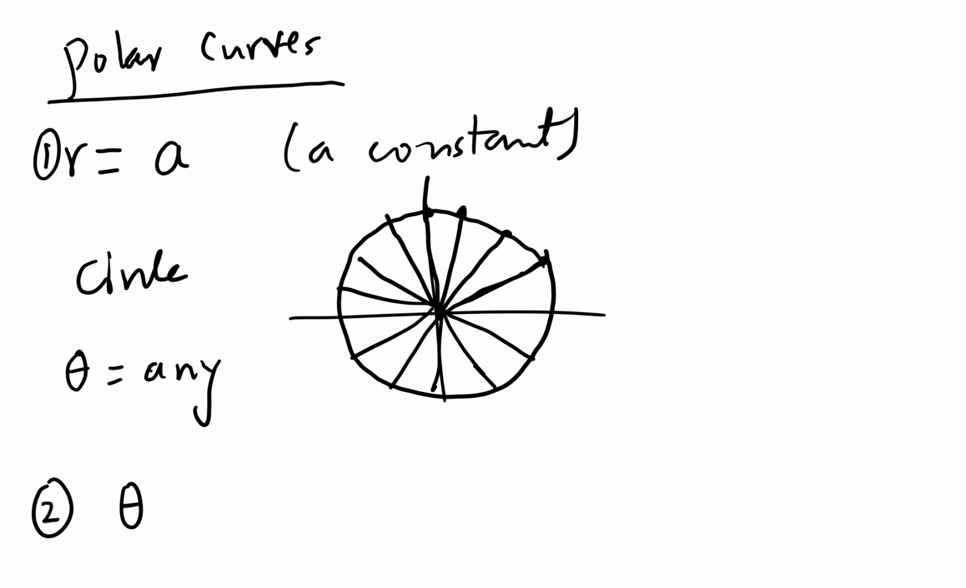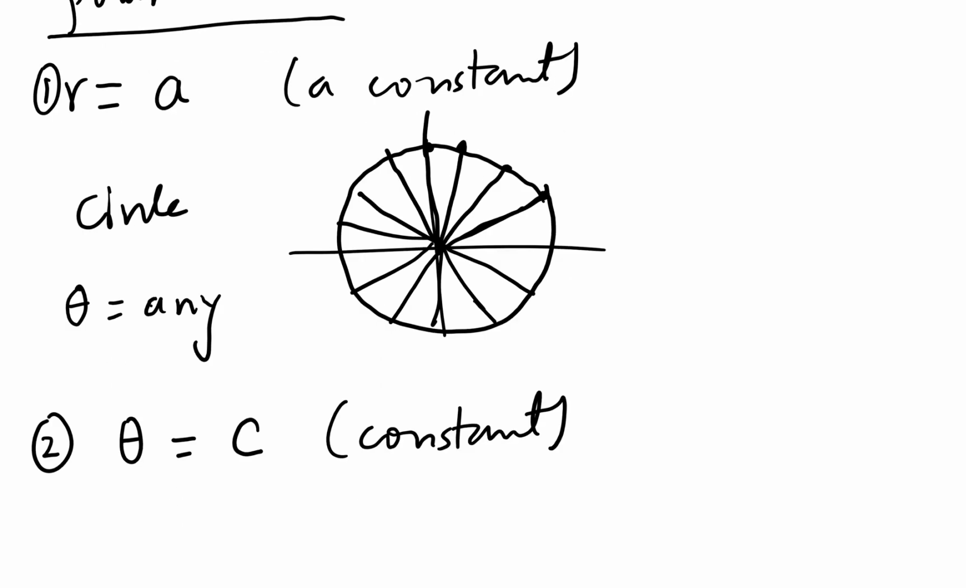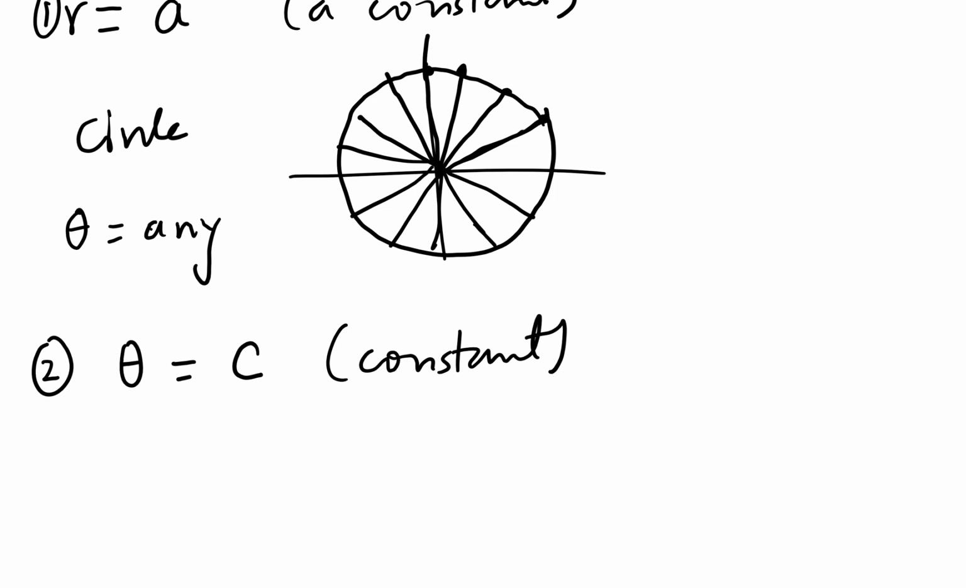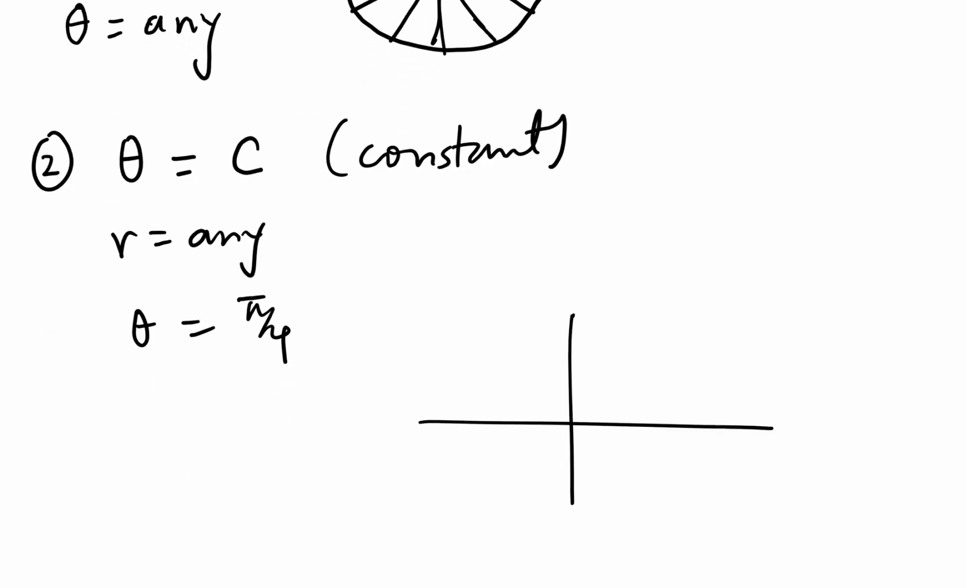The second one, how about if theta is constant? Let's say c. In this case, r is any. So let's say they give us theta equals pi over 4. How do I graph this? You graph the angle pi over 4. r could be 1, could be 2, could be 3, 4, 5. It could even be negative: negative 1, negative 2, negative 3, negative 2.5. Who cares? So this tells me every time you have theta equals a number, you're going to get a straight line.